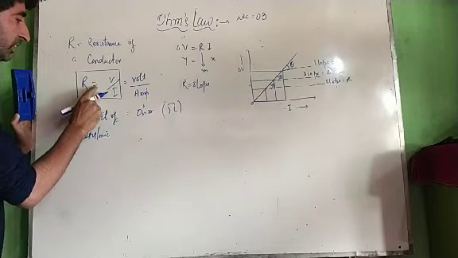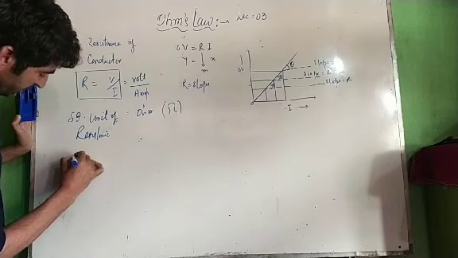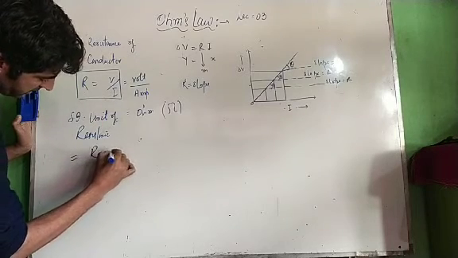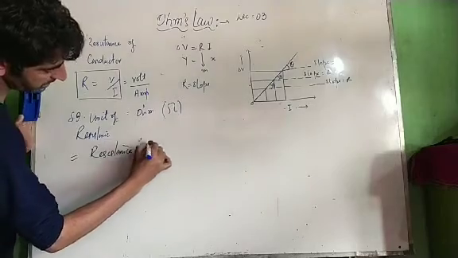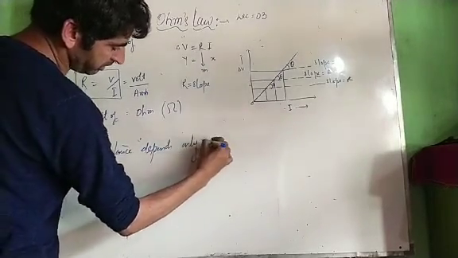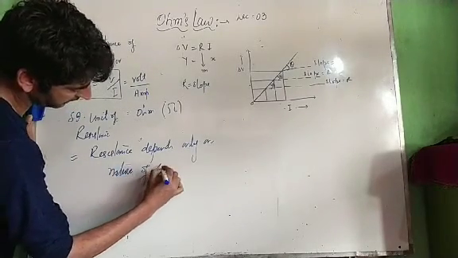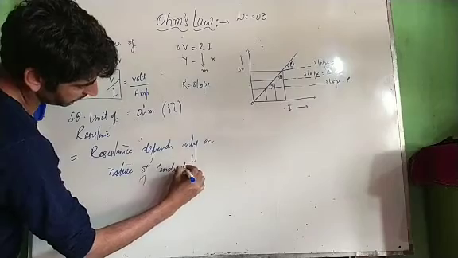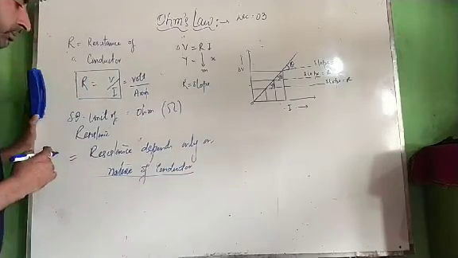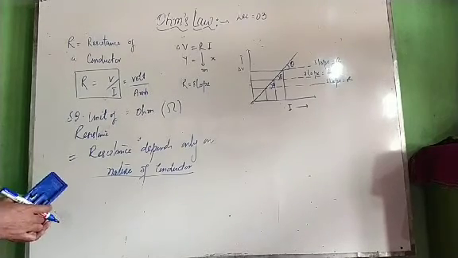Resistance depends only upon nature of the conductor. This is very important. It depends upon nature of conductor. What do we mean by nature of conductor? Means the length of the conductor, the area of cross section of the conductor.